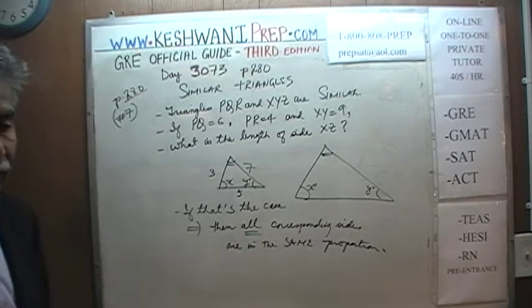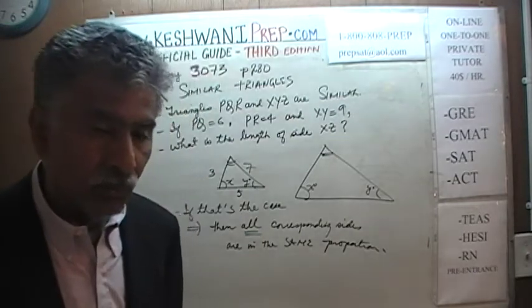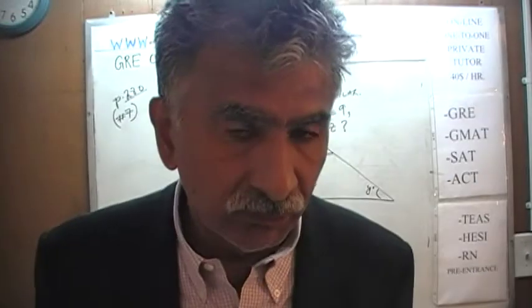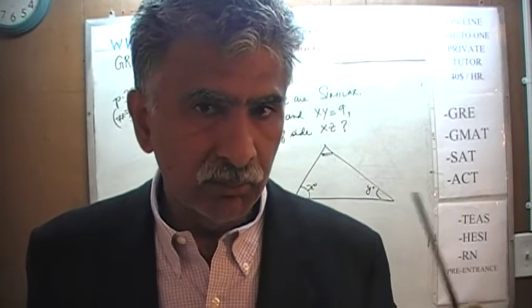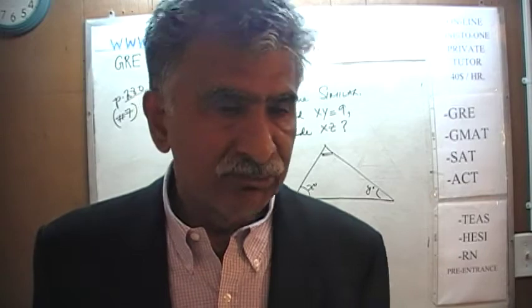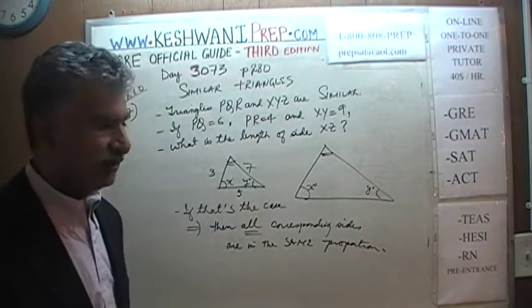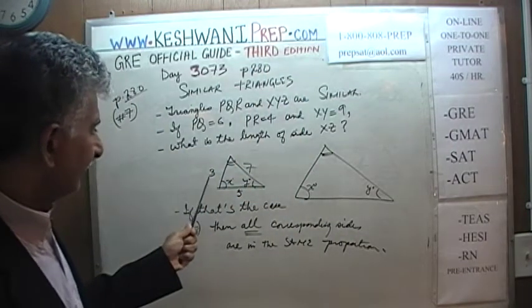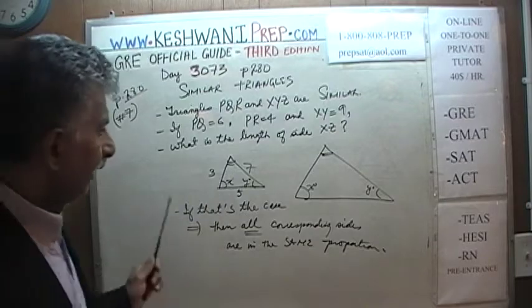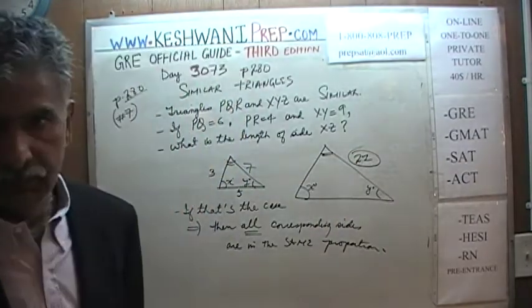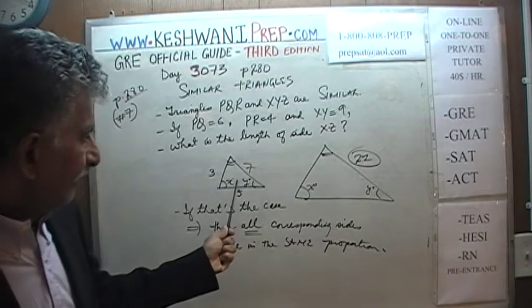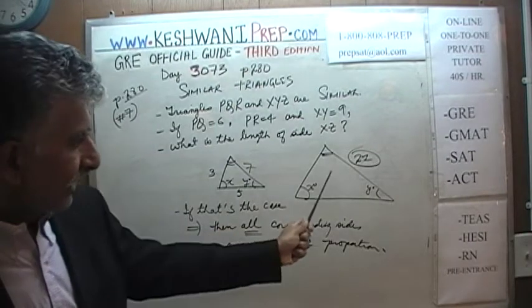Then in that case, all we need to know in order to establish what the proportion is from one triangle to the next triangle is just one side in this triangle, just one side. So for example, if they tell us that this is 3, 5, and 7, and if they tell us that this side is 21, then that's all we need.